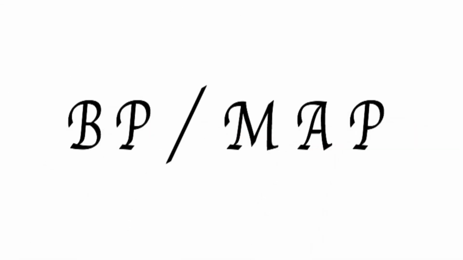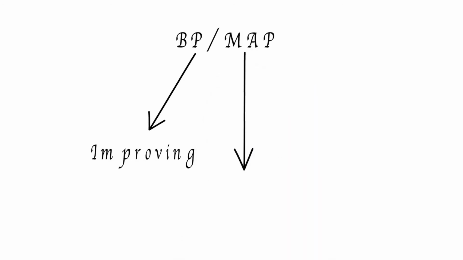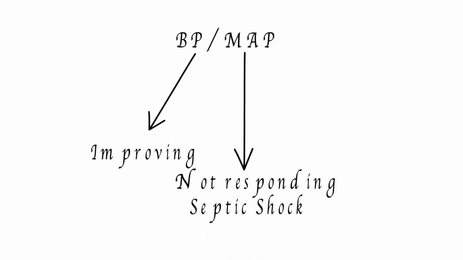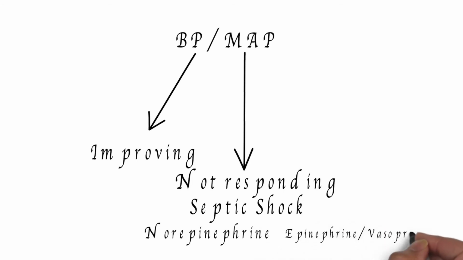If patients' blood pressure improve with fluids, then IV fluids can be reduced or even discontinued in some cases. If patient's blood pressure is not responding to IV fluids, then patients should be started on vasopressors. This should happen within the first 6 hours of the triage of the patient in the ED. This is called septic shock. Vasopressor of first choice is norepinephrine. If additional agent is needed, epinephrine or vasopressin up to 0.03 units per minute can be added.